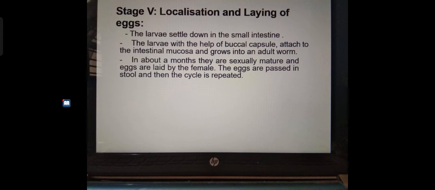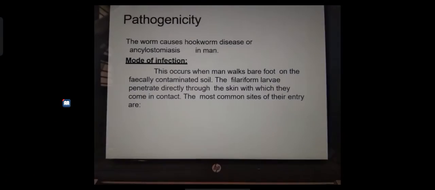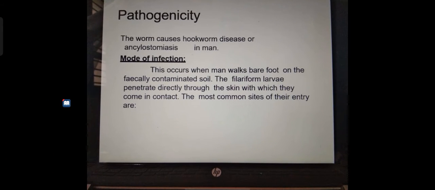In about months they are sexually matured, and eggs are laid by the female. Then they are passed in the stool of another man. Then again the life cycle will continue through the stool. A new host will become infected, and then the same things will be repeated.